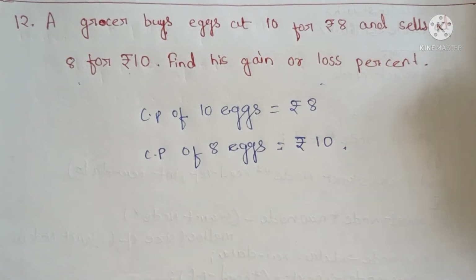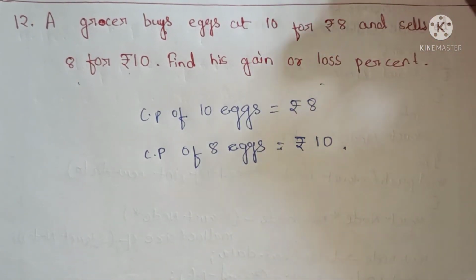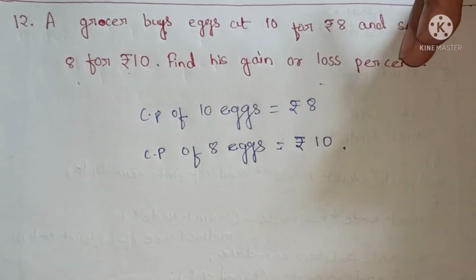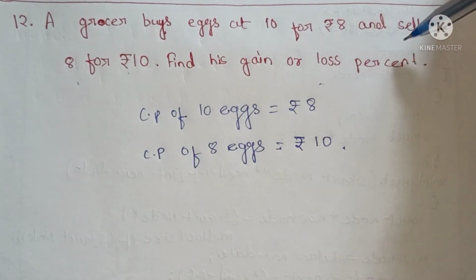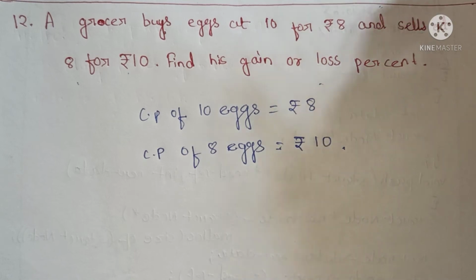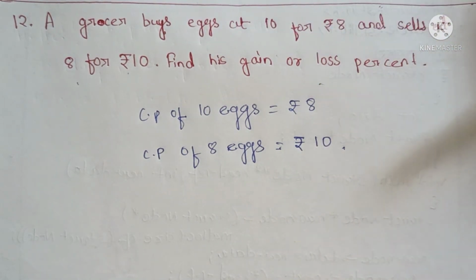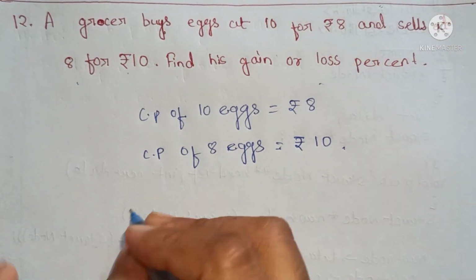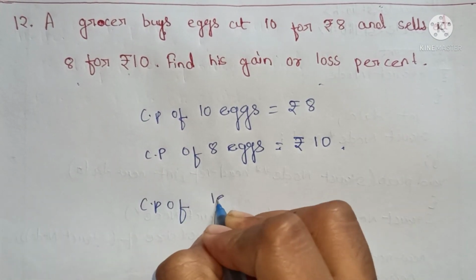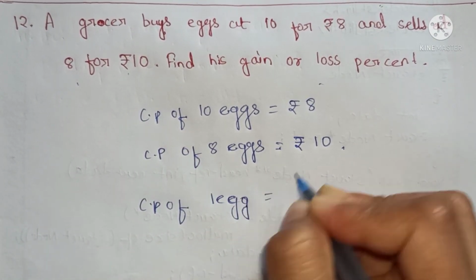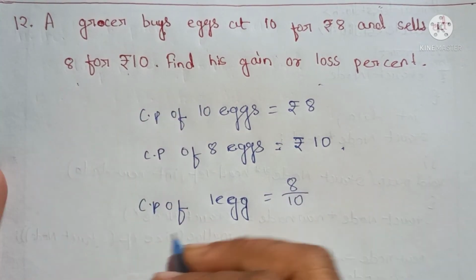So find out whether he is having a gain or a loss. If he is having gain, then find the gain percentage. If he is having loss, then find out the loss percentage. Okay, so the question is telling us to find his gain or loss percent. So first of all, we must know the CP of one egg. One egg will be how much? 8 divided by 10.